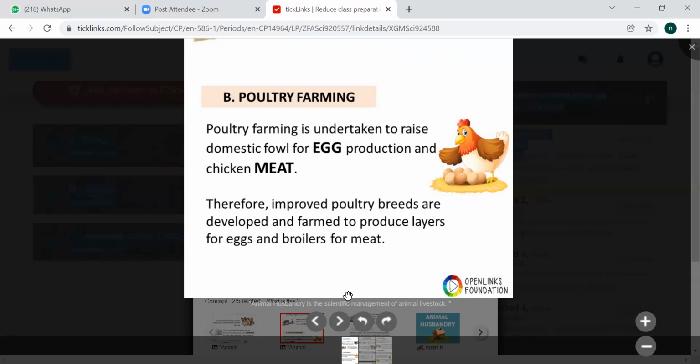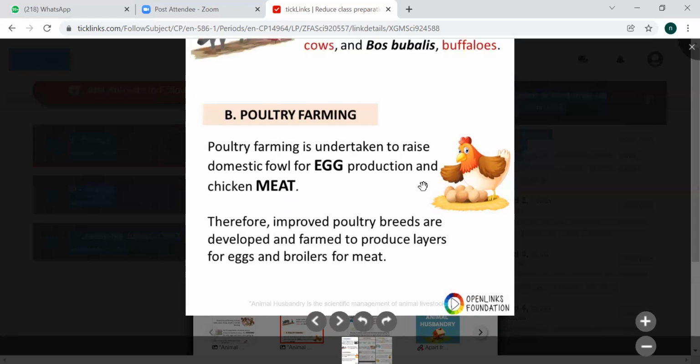So now, we need fowls and birds. We need both things: we need eggs, as well as chicken. So what are we doing in poultry farming? We are breeding both types of hens. One hen lays eggs so that we get eggs, and one only gives us chicken. So these broilers are for giving us meat, whereas the others are for laying eggs and fulfilling our dietary needs.